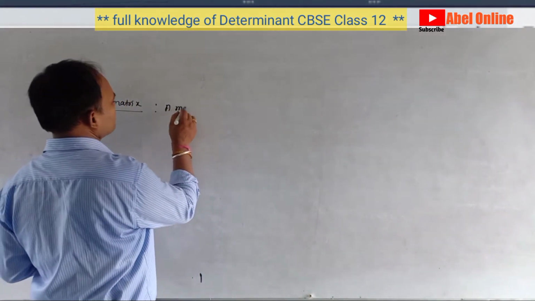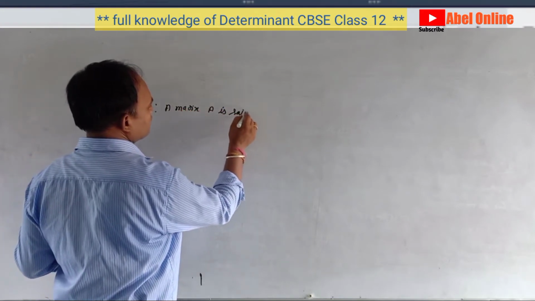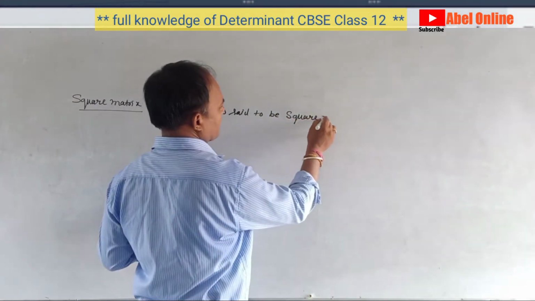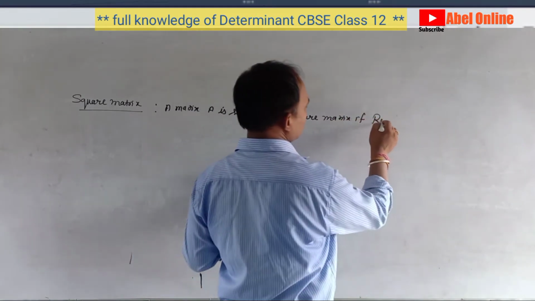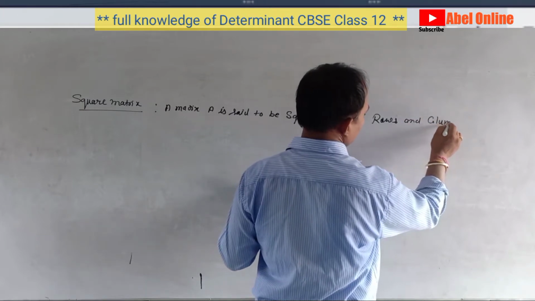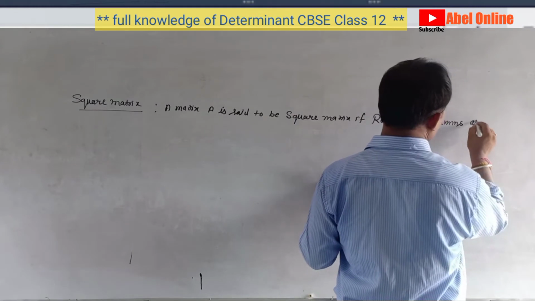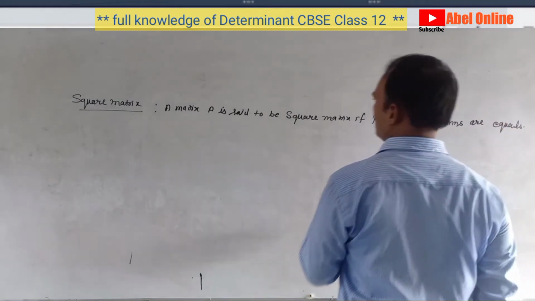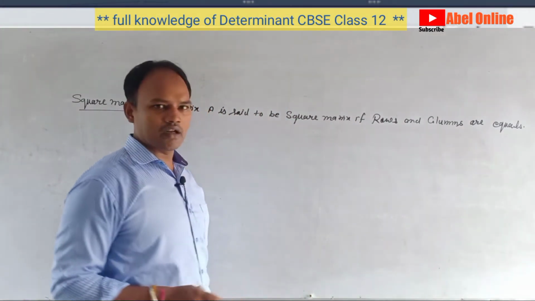A matrix A is said to be a square matrix if rows and columns are equal. A matrix is said to be a square matrix if rows and columns are equal. And what are the examples?